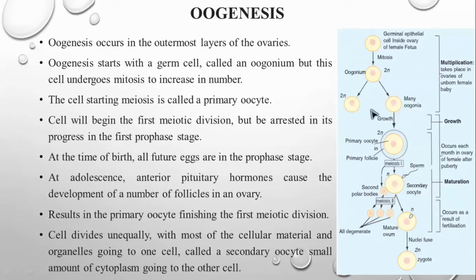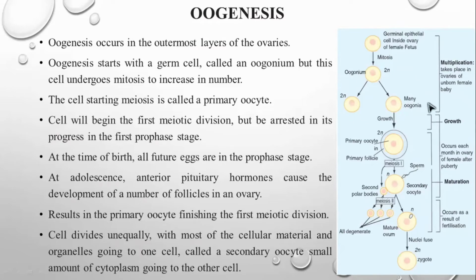But actually, till this primary oocyte, or till this oogonia, this process takes place in the female reproductive system, in the female fetus. It takes place in the fetus itself. It is quite different from the male. Till the formation of this oogonia, it is developed in the fetus itself.